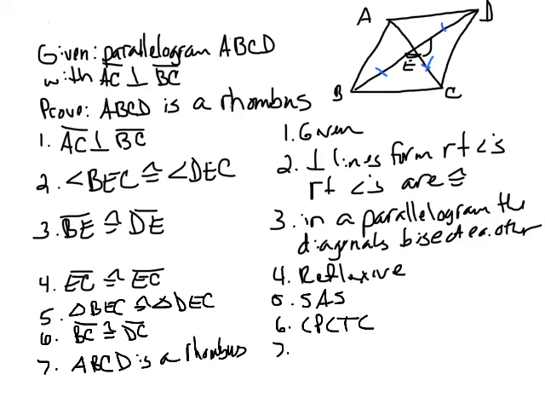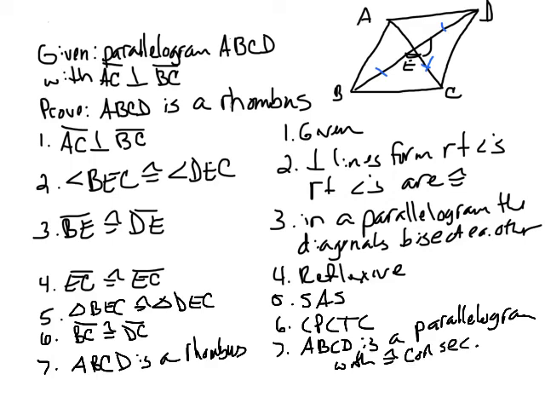Here's why. ABCD is a parallelogram with congruent consecutive sides. So that's a way we can use parallelogram properties and triangle properties to prove that quadrilaterals are either rectangles or rhombuses or squares. And we will practice more of this in class tomorrow.